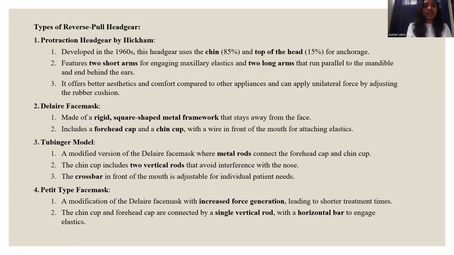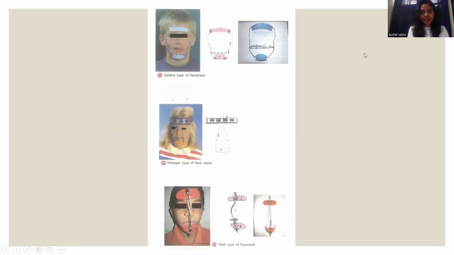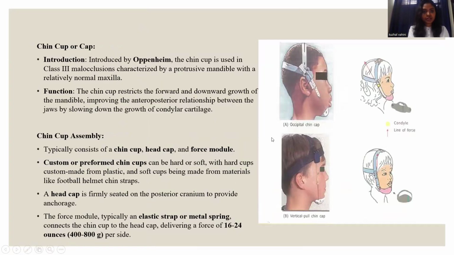So these are the different types of reversible headgear which you can see. The first one is the protraction headgear by Hakim. And then you have the Delair face mask. And then you have the Tubinger model. And then you have the Petit type face mask. Since the time is very short, I would just brush it up. You can see the main points jotted over here. So these are the different types of face masks.